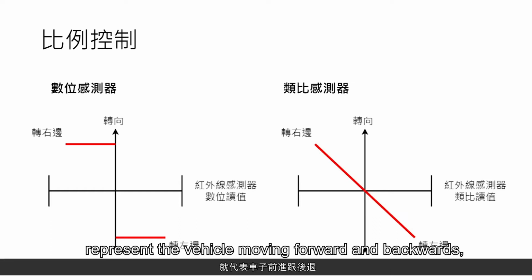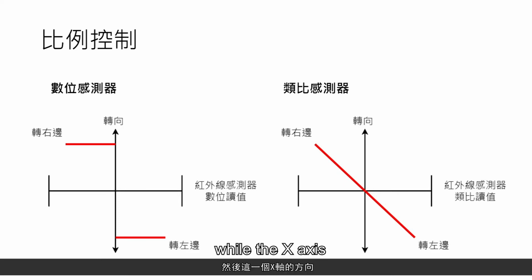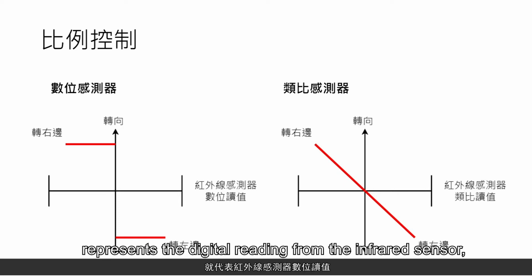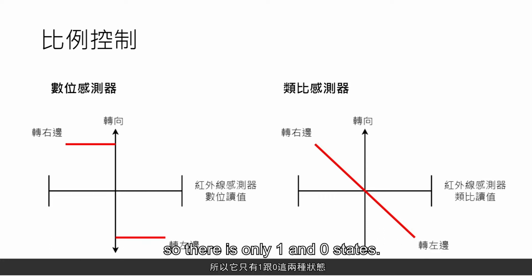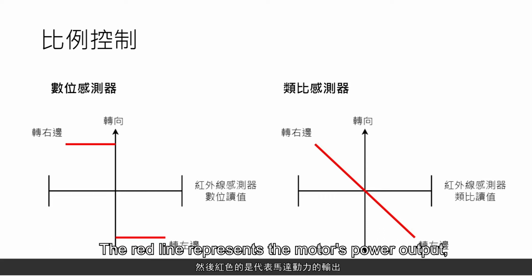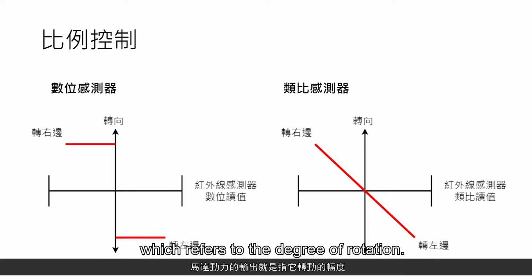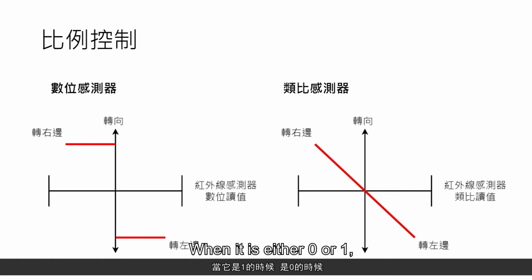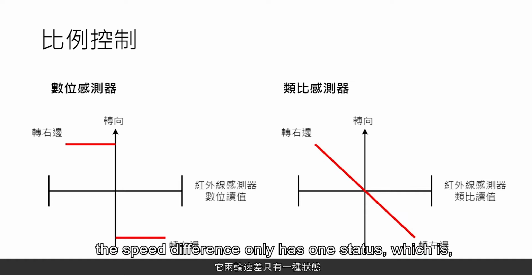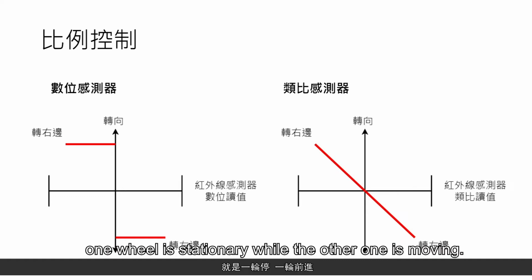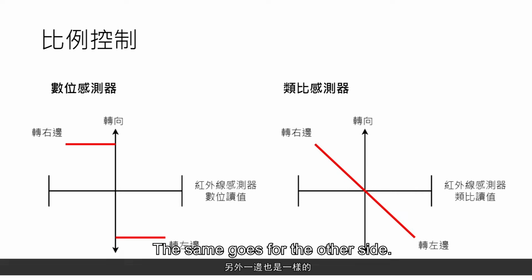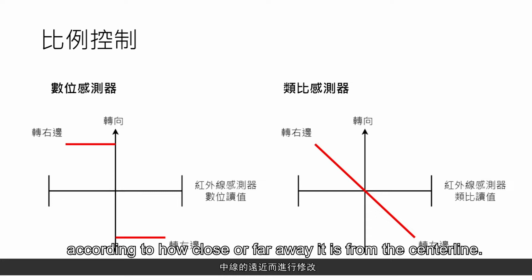The direction of the arrows represent a vehicle moving forward and backwards, while the x-axis represents the digital reading from the infrared sensor, so there is only 1 and 0 states. The red line represents the motor's power output, which refers to the degree of rotation. We'll use the infrared sensor to determine the motion of the vehicle. When it's either 0 or 1, it will perform a turning action. When turning, the speed difference only has one status, which is one wheel is stationary while the other one is moving. The same goes for the other side. The power output is fixed. It will not make adjustments according to how close or far away it is from center line.